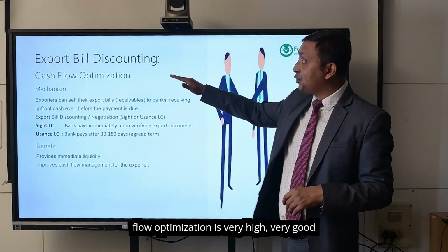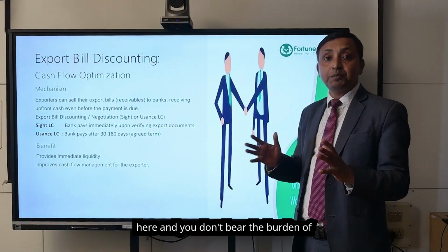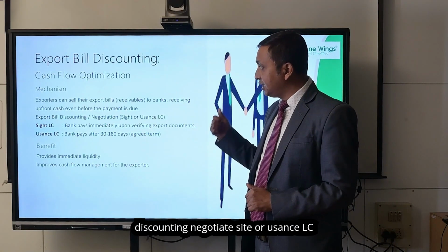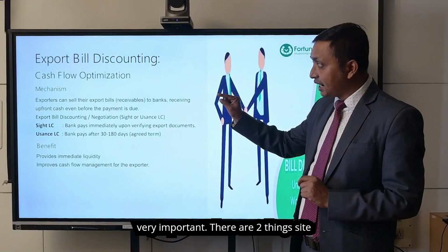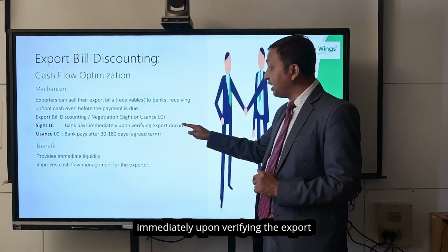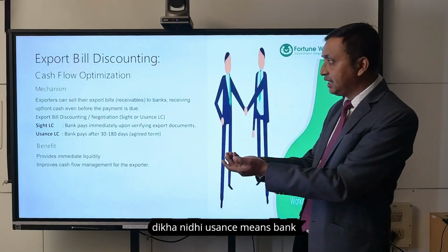So your cash flow optimization is very good here, and you don't bear the burden of interest also. Export bill discounting, negotiate sight or usance LC. Very important. There are two things: sight LC and usance LC. Bank pays immediately upon verifying the export documents. ये हो गया साइट एलसी, दिखा दे दिया.